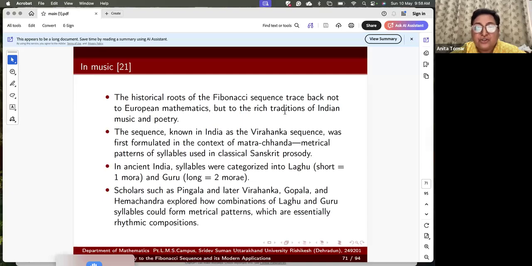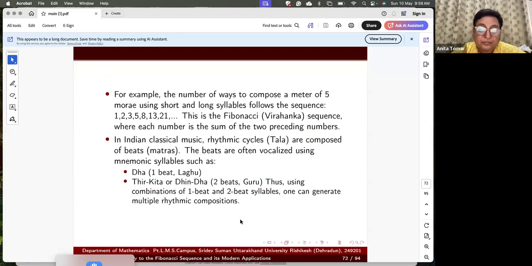to the rich tradition of Indian music and poetry. The sequence known in India as the Virahanka sequence was first formulated in the context of Matra Chanda, metrical patterns of syllables used in classical Sanskrit prosody. Scholars such as Pingala and later Virahanka, Gopala, and Hemachandra explored how combinations of Laghu and Guru syllables could form metrical patterns, which are essentially rhythmic compositions.